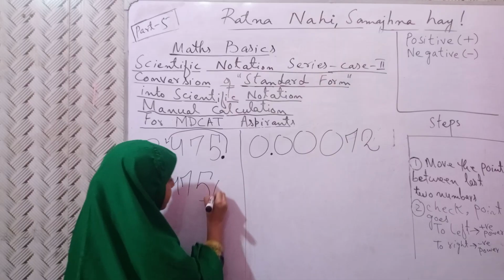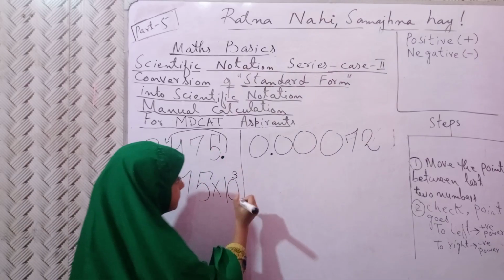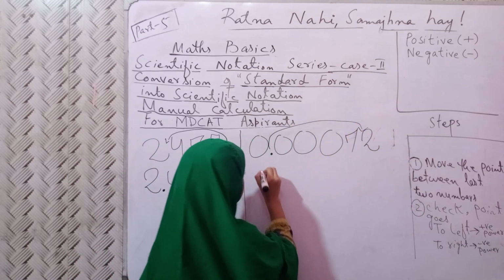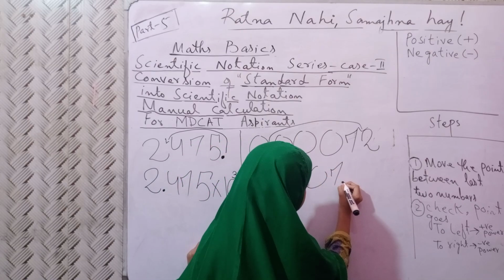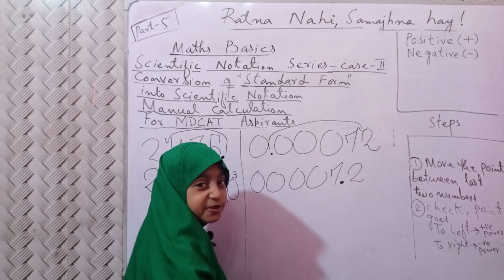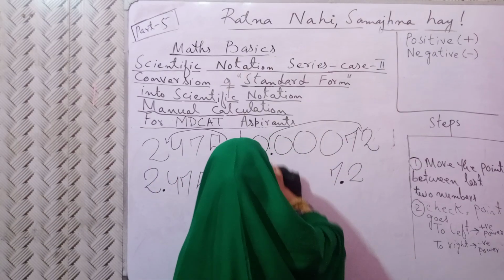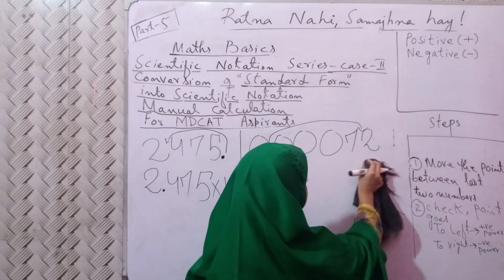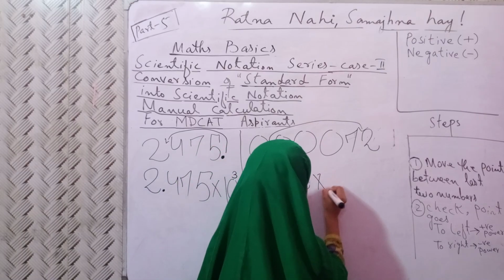Seven multiplied by 10 power 3. Zero 7.2. The zeros will be hidden. In the previous video we hid it. Now so many zeros are hidden. Means, I am writing down here 72 into 10.